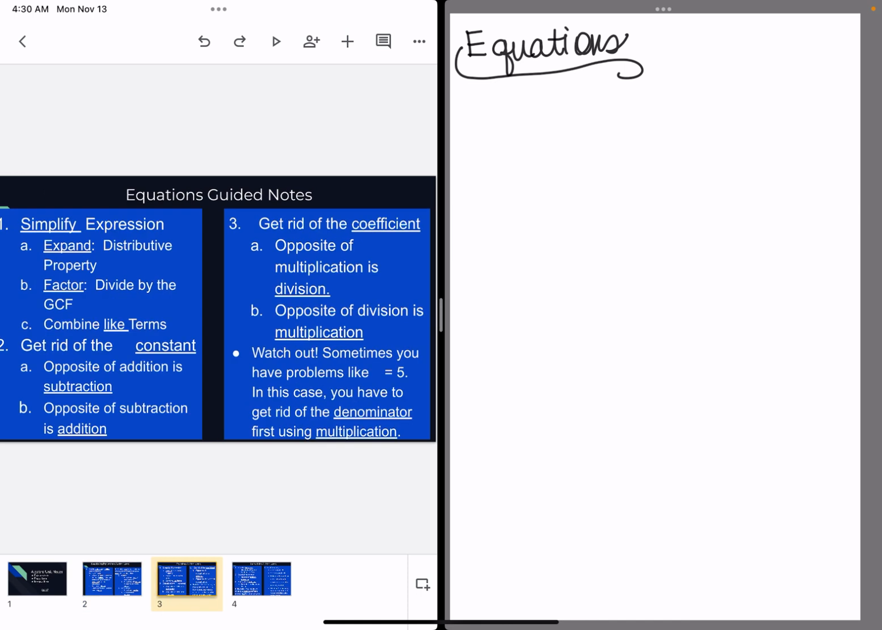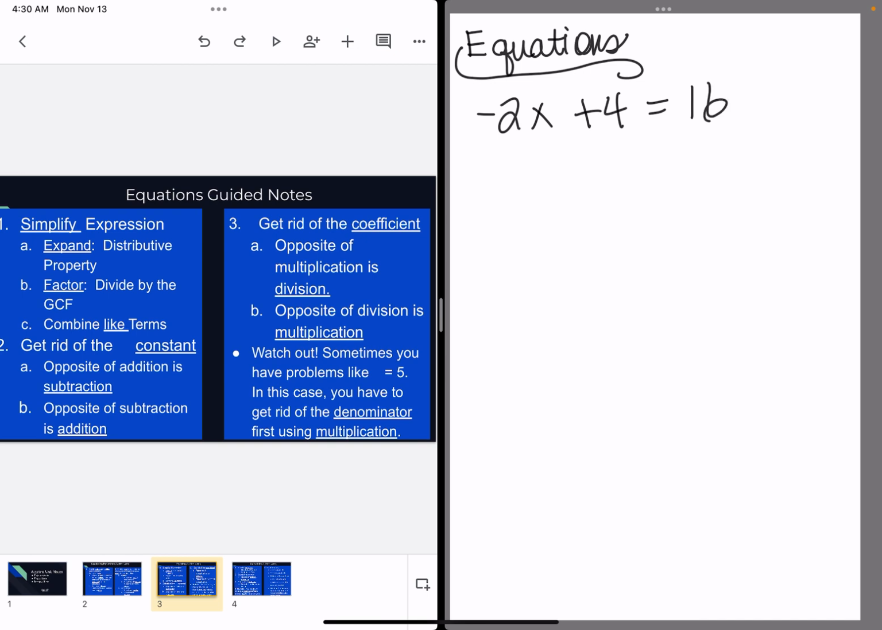We're going to go ahead and move on to equations. So step one, again, we're going to simplify that expression like we learned in the last video. You can expand using the distributive property or factor using division by the greatest common factor, and then combine like terms. So then once your equation is simplified, you may have something that looks like this. Negative 2x plus 4 equals 16. Okay, so let's say that that's our equation.